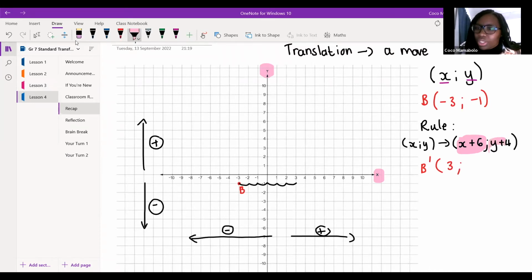Then, guys, what needs to happen with this Y plus 4? I'm over here. Where am I going? How many times? You need to tell me where, and how many times. Well done, Bulela. Good. I'm going up 4 times. So I'm going to count 1, 2, 3, 4. What is my new Y coordinate? Excellent. It's 3. So the new coordinate for B prime is 3 and 3.